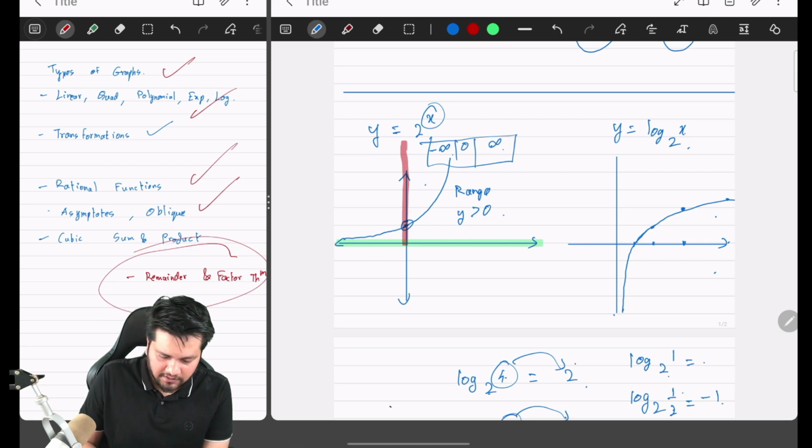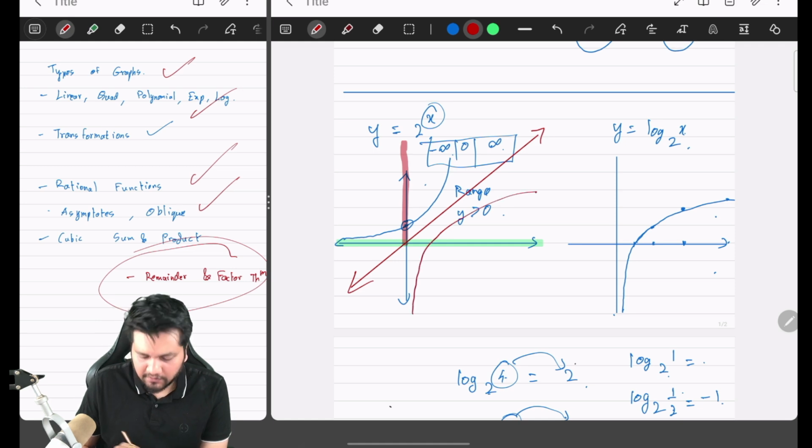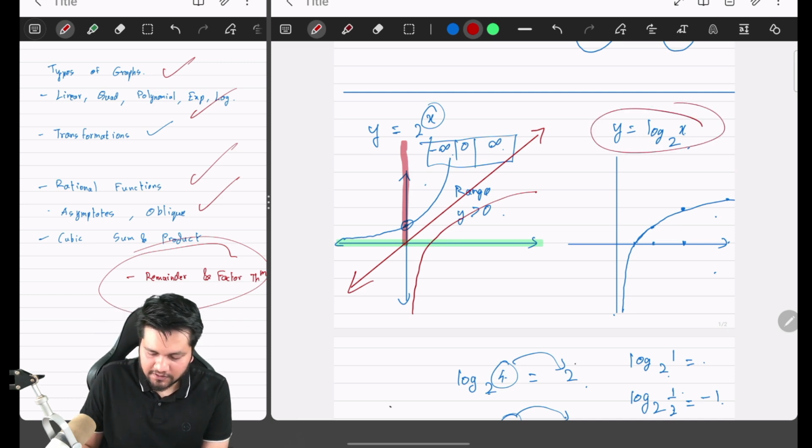Now as you can see, this graph is nothing but a reflection over y is equal to x. So whenever you want to draw the inverse of a graph, all you have to do is draw this y is equal to x line, and then reflect it over y is equal to x. Whatever graph you get, that's going to be the inverse of this graph.